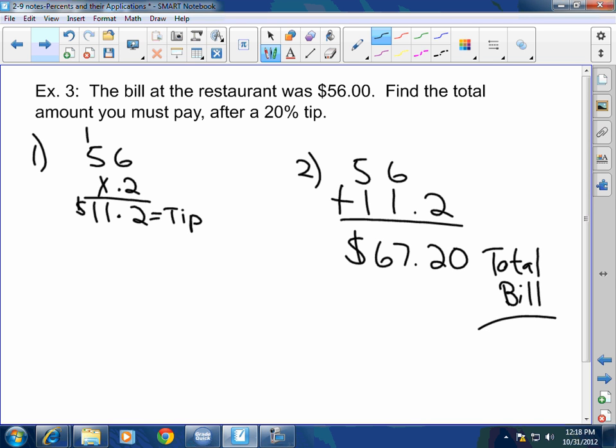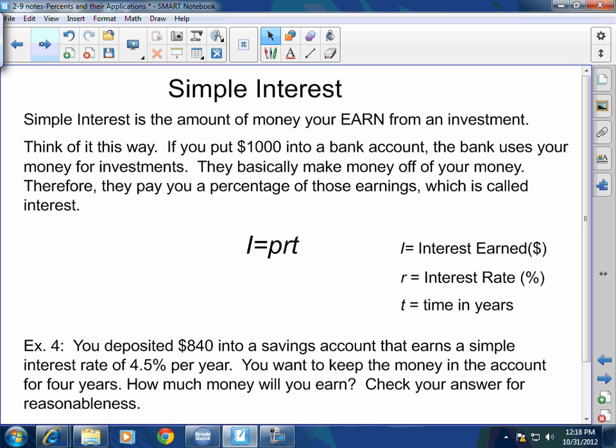Now, last thing, guys, we're almost done. Simple interest. Simple interest is something you have seen since probably 6th grade. It's very, very important. I am going to explain this very easily so hopefully you can understand it. Simple interest is the amount of money you earn from an investment.